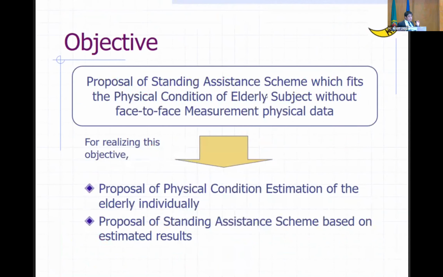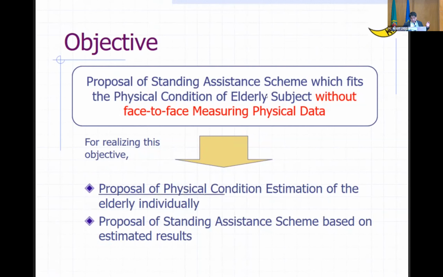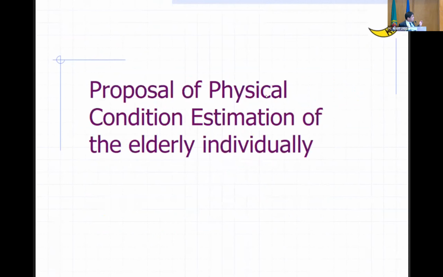So our objective in this research is here. We propose a standing assistance scheme which fits the physical condition of elderly subjects without face-to-face measurement of physical data. To realize this objective, we propose two methods. Okay, I propose one method.